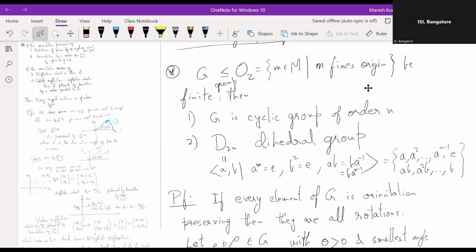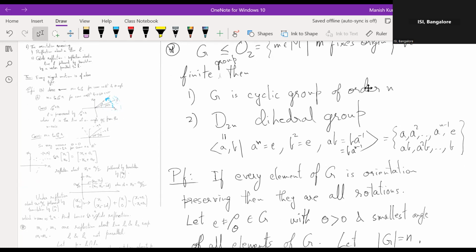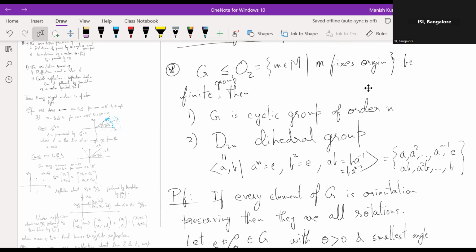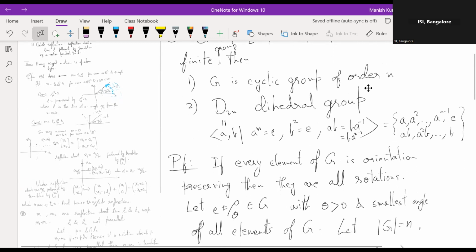Okay. So suppose every element of G is orientation preserving, then what does it mean? All of O2 consists of, everything is orientation preserving. That means it's all rotations. There is no translation, obviously. So every element of G is a rotation by some angle. It could be the identity element, rotation by angle 0. So every element of G is a rotation by some angle.